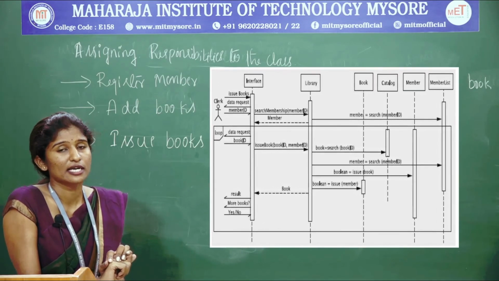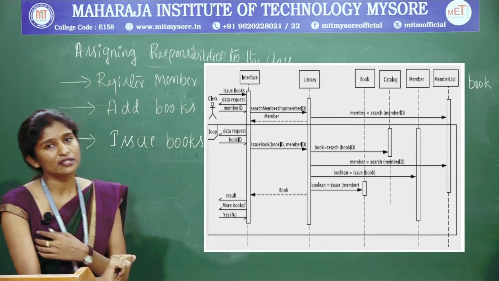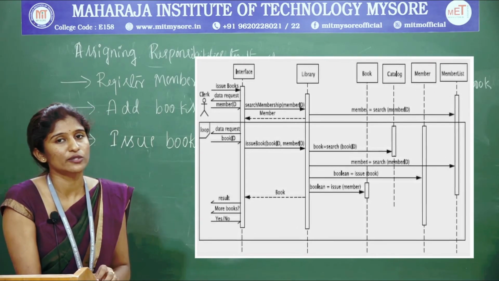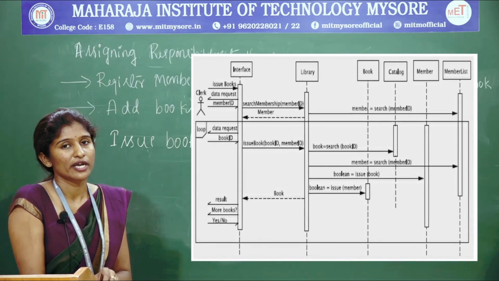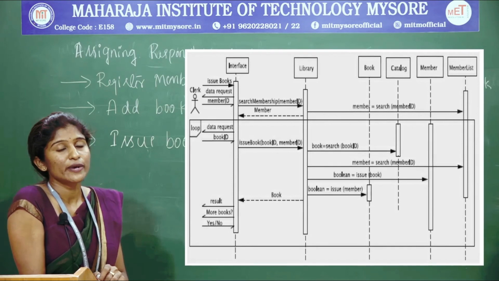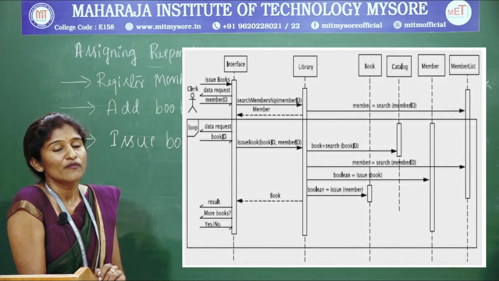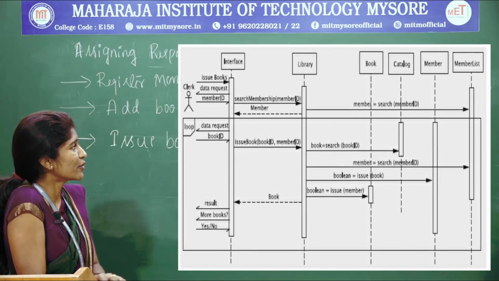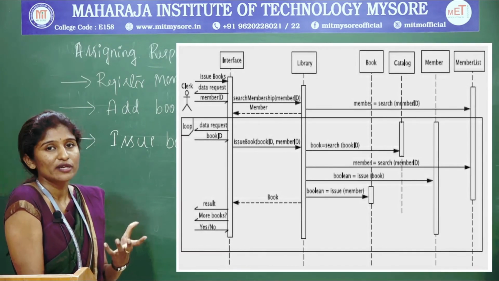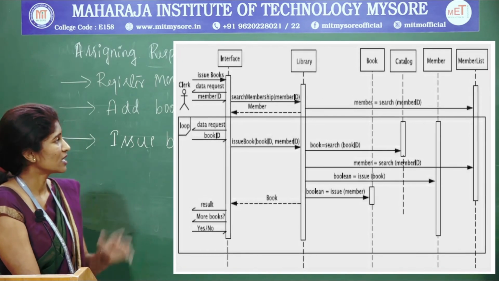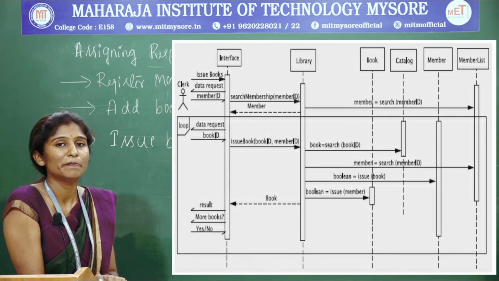Now, very first, the clerk is going to request the system to issue a book on behalf of the customer who is requesting the book. The system user interface is going to ask for the member ID: enter the member ID. In reply, the clerk is going to enter the member ID.